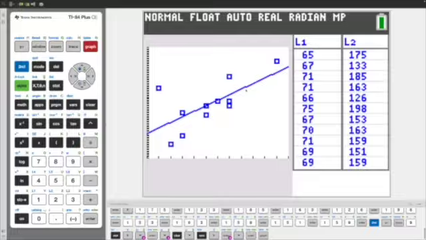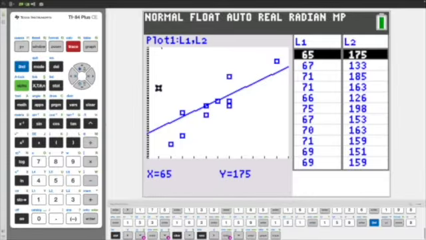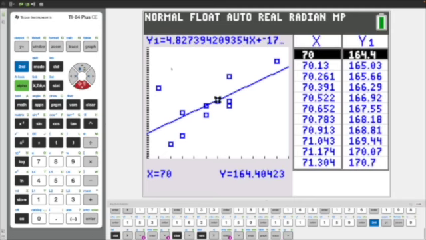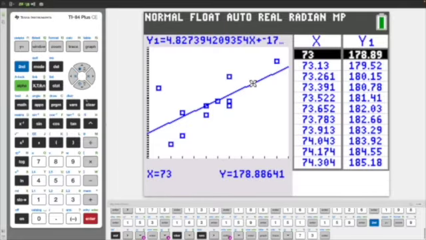So let's say this has said, predict what someone gets on the final exam if they scored a 73 on the third exam. A fast way to do that would be, if I'm on the graph, I can hit trace. And right now you can see I'm on the plots. I want to be on the line, so I'm going to hit the down arrow, and now I'm on the line. And I can plug in 73 for X and hit enter. So I would predict a score of 178.89.